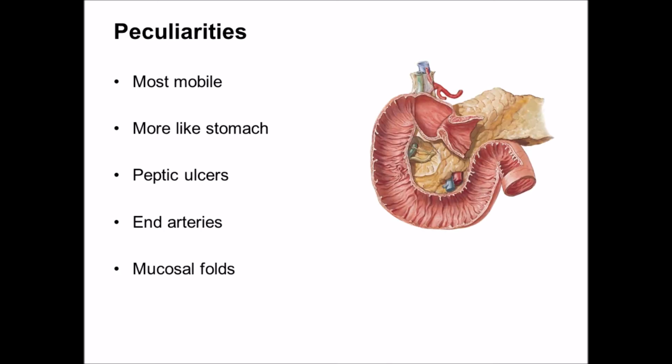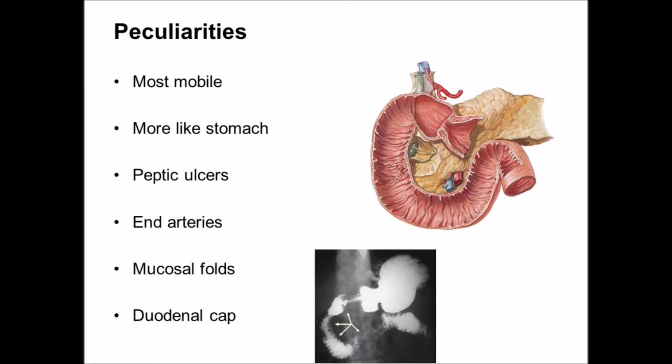The first part of duodenum is devoid of mucosal folds, whereas the rest of the duodenum is equipped with mucosal folds known as plica circularis. Because of the absence of mucosal folds in the first part, in radiograph this first part shows one prominent area. That prominent area is known as duodenal cap.